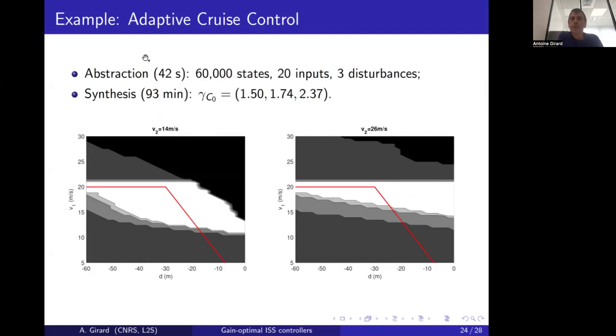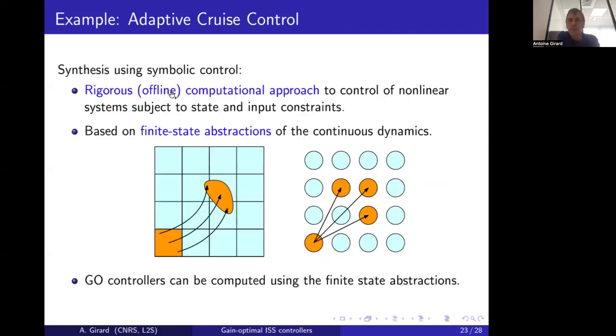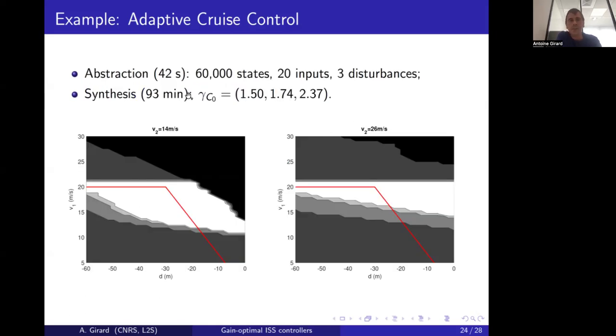So here, just to mention, when we do symbolic control, we have to go from the continuous to the finite state, right? So here we partition the state space in 60,000 regions with 20 input values and 3 disturbance levels. And to go from the continuous to the discrete, it takes like 42 seconds. And then we have to optimize, right? So basically, because we have 3 levels of disturbance, we have to solve like 6 dynamic programming problems, and this takes some time. And in this case, it takes 1 hour and a half to basically compute the controller.